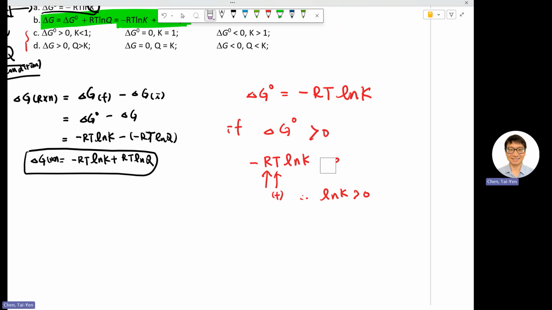That's right, the delta G naught should be positive here, because this equals negative RT natural log K. Therefore, your natural log K should be negative. Therefore, your K will be smaller than 1. So this is how you get to that conclusion. Any questions? Is that confusing?